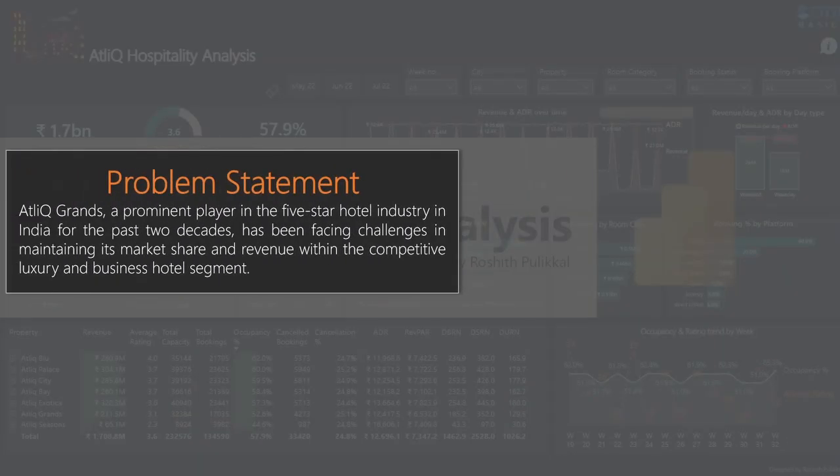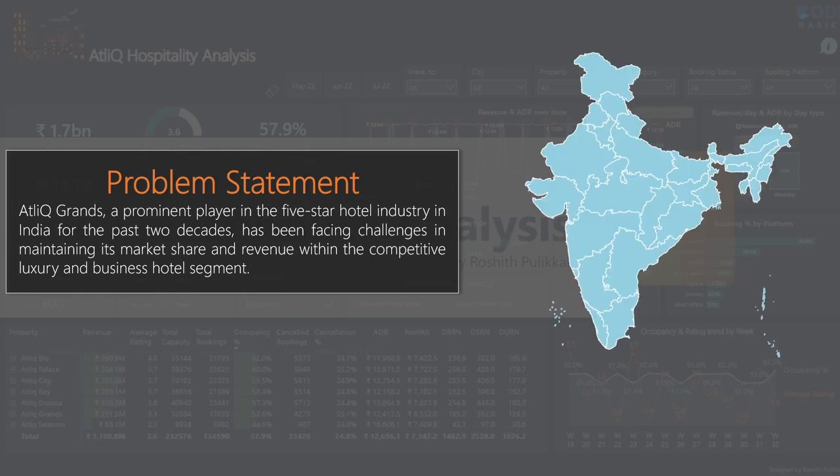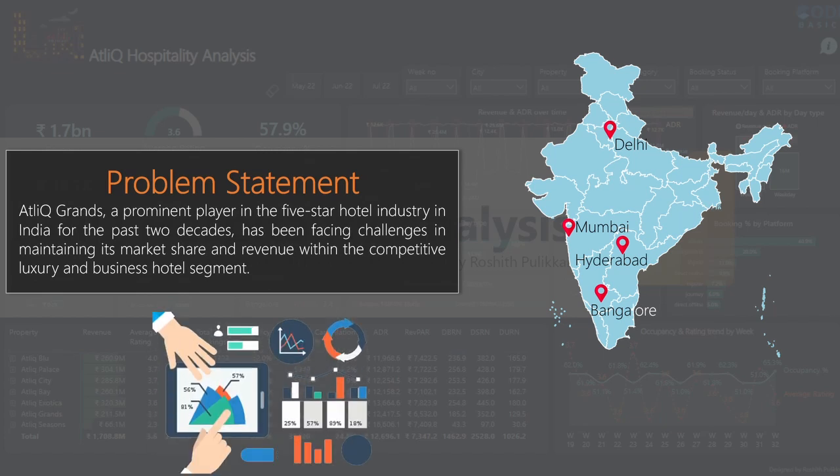AtliQ Grants, a prominent player in the five-star hotel industry in India for the past 2 decades, has been facing challenges in maintaining its market share and revenue within the competitive luxury and business hotel segment. This project aimed to address this problem by leveraging the power of data-driven decision making.